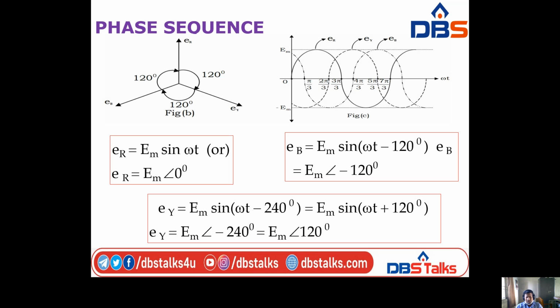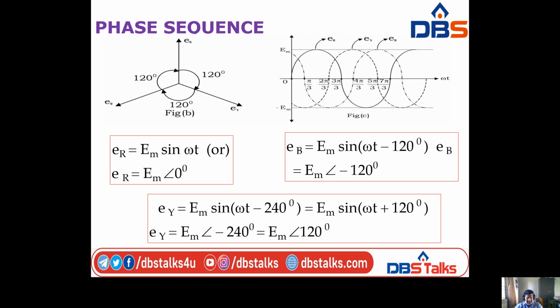Suppose it is the normal clockwise direction, the phase sequence is RYB. Suppose in anti-clockwise direction, RBY. So to change the phase sequence of the three-phase system, we can change the direction of rotation, such that the phase sequence gets reversed.